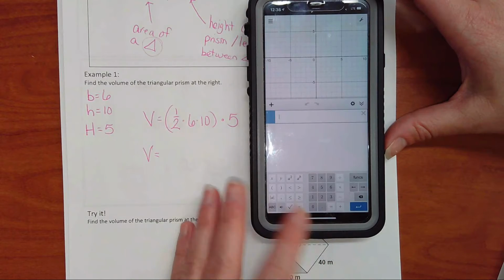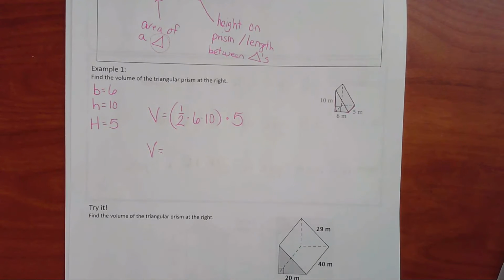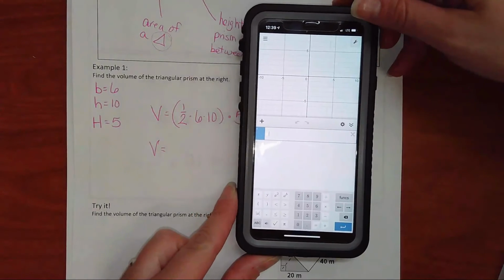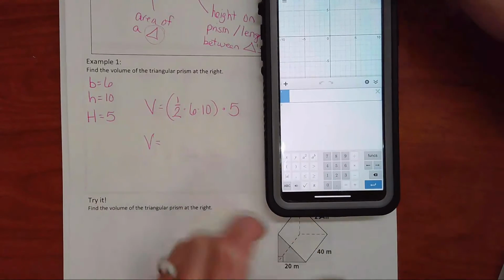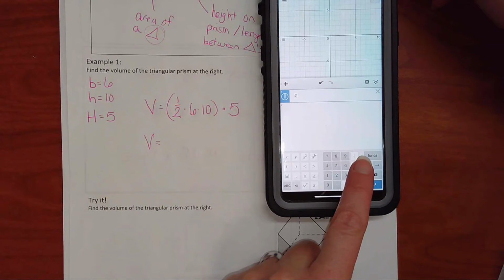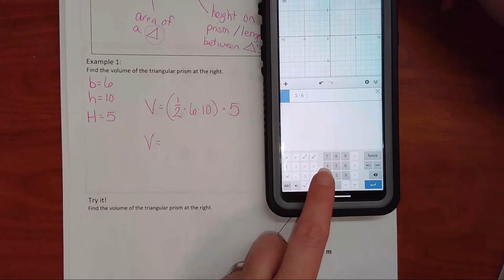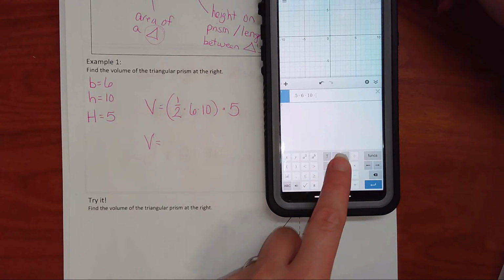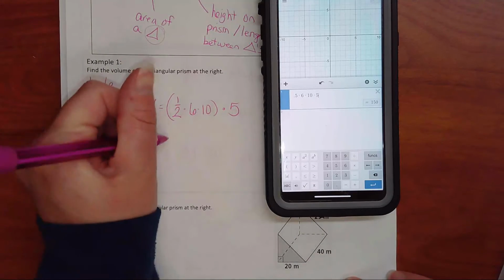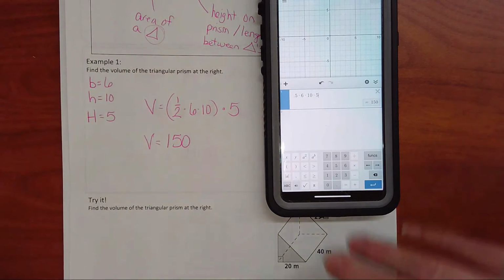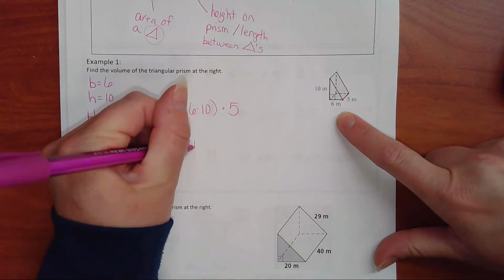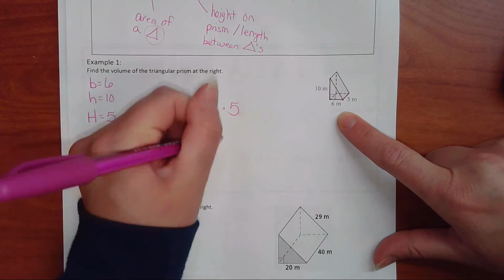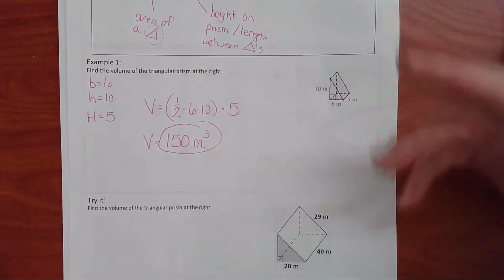So let me make this a little brighter. If I pull up Desmos a little bit brighter for you, there, that's a little bit easier to see. We're going to plug this in. So we do 0.5 times 6 times 10 times 5. And you find that the volume is 150. Now, for volume, it's always units cubed. I'm not going to be picky on the units though. And that's it. Just plug that in.